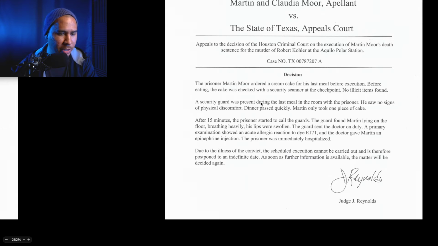A security guard was present during the last meal in the room with the prisoner. He saw no signs of physical discomfort. Dinner passed quickly. Martin only took one piece of cake. After 15 minutes, the prisoner started to call the guards. The guard found Martin lying on the floor, breathing heavily.